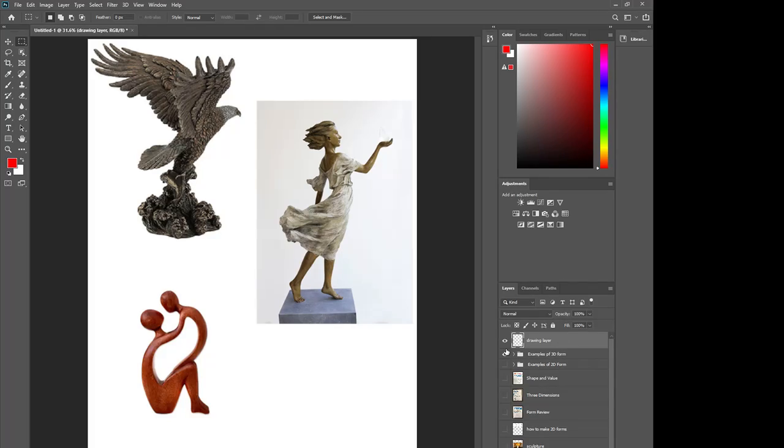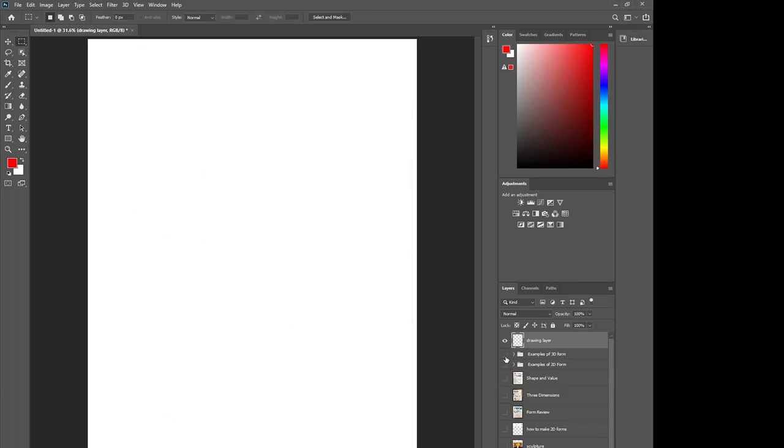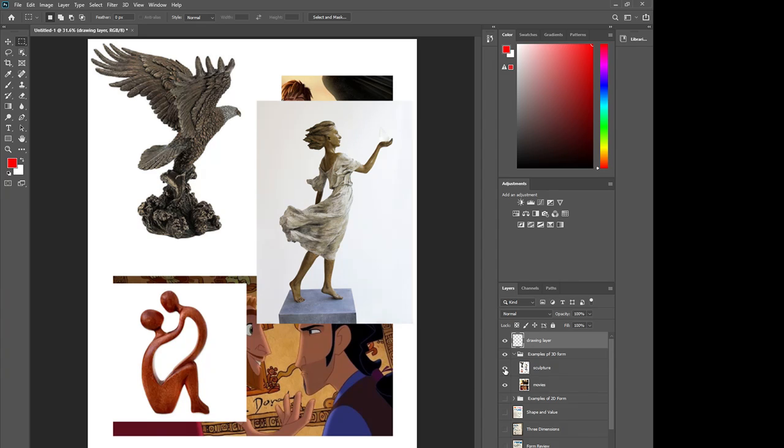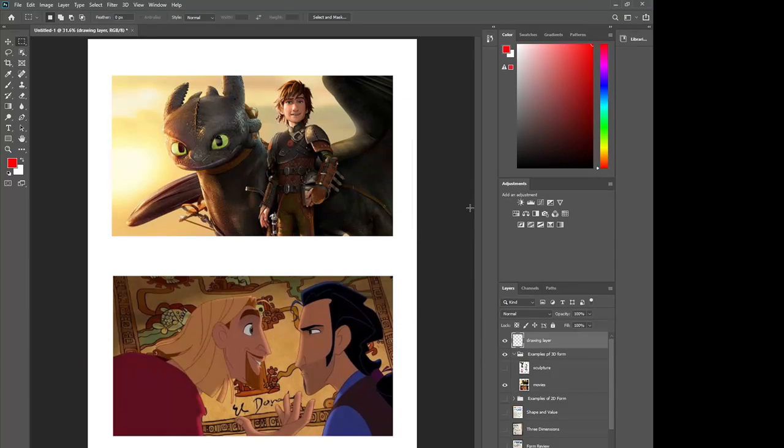You probably don't know this, but you guys have also seen form in the movies that you watch. Some of you may know. Let me find it. So movies such as, oh, there it is. Okay. So this one at the top we have How to Train Your Dragon.